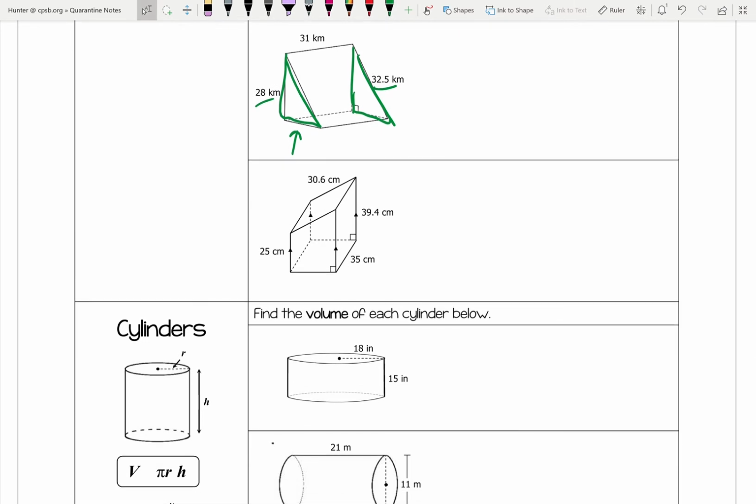And then in this one next, we have got two trapezoid bases. And I'll leave that one to you as well.